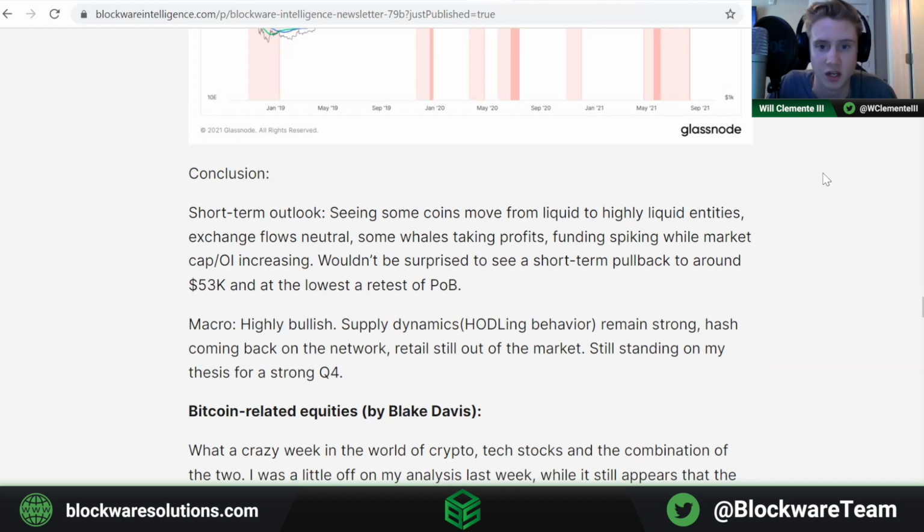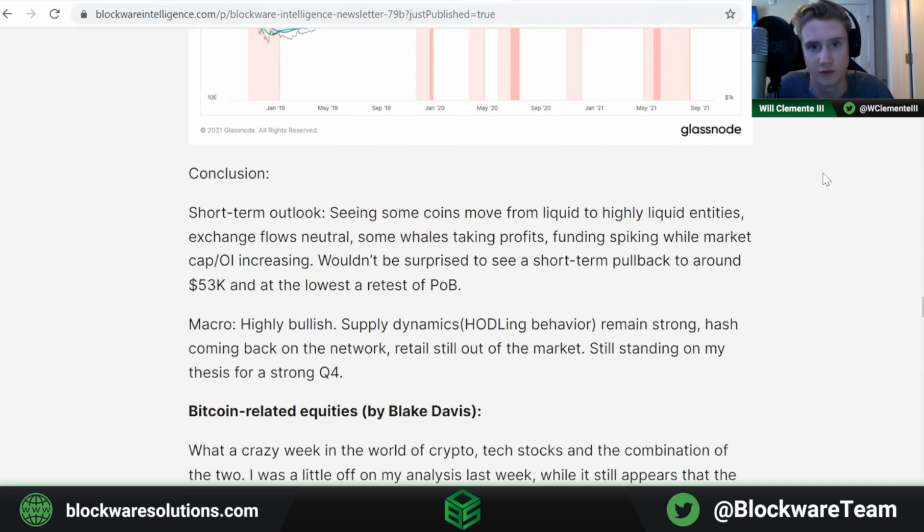Supply dynamics haven't changed. We've seen long-term holder supply, for example, just continuing to be on a tear into new all-time highs. Hash coming back on the network, as we just looked at in several different ways. And retail is still out of the market. So we look at Google search trends, Coinbase app downloads, large Twitter accounts, large YouTube accounts. It looks like in general that retail is still not in the market.